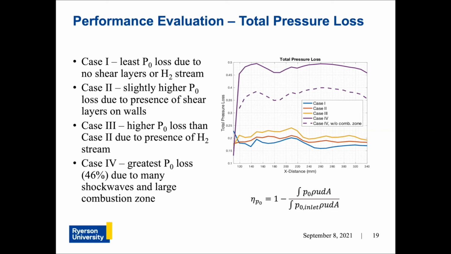In case 4, nearly half the combustor area is utilized by the combustion zone, which severely limits the main flow's ability to maintain free stream conditions, especially through the strong shock trains. By eliminating the combustion zone from the cross-section averages, the total pressure loss reduces its magnitude, though has a smaller trend, as indicated by the dashed line. Overall, the combustion has a total pressure loss of 46%.